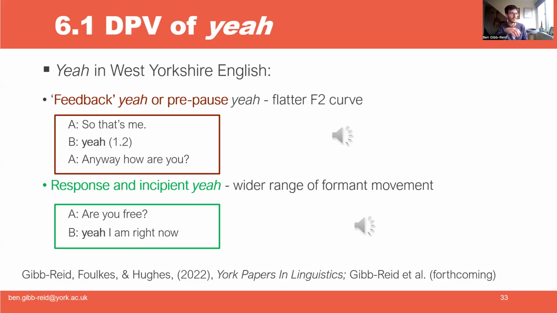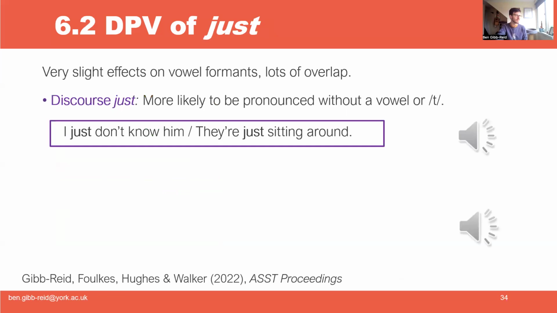Whereas when we have response and incipient yeah, it might sound like this. That's responding to a question, but also turn initial, and it's taking a full turn. Yeah, are you free? Yeah, I'm free. I am right now. So a wider range of forward movement. You can hear that difference between a clear glide and diphthongal vowel.